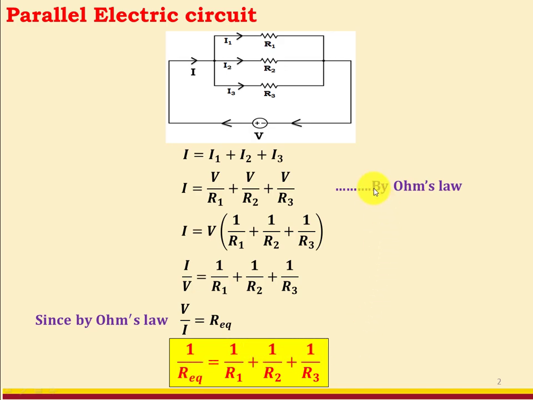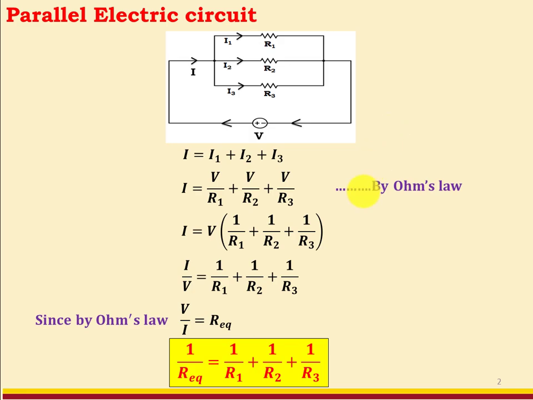So practical meaning is that we can replace all the resistors which are connected in parallel by a single resistor whose value is R equivalent, and if we connect that equivalent resistance to the same voltage source as that of the original circuit, then we should get the same current. So that is the meaning of equivalent resistance.